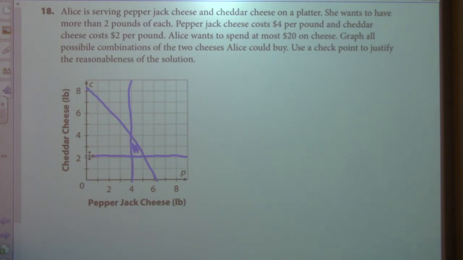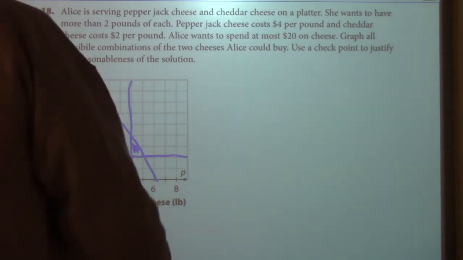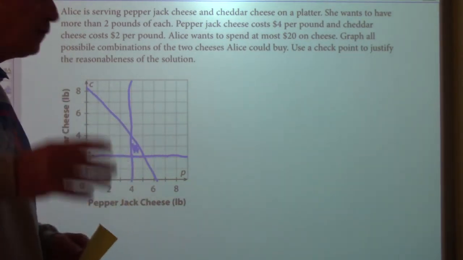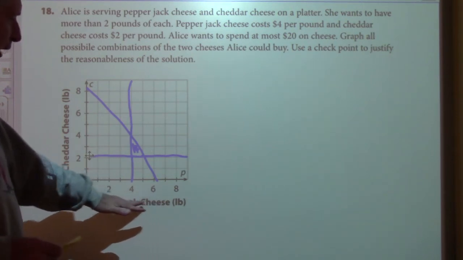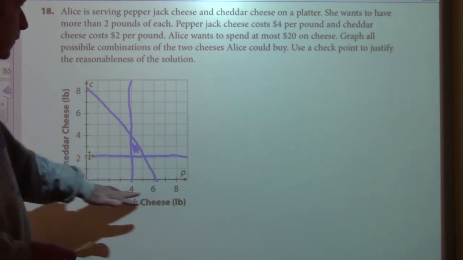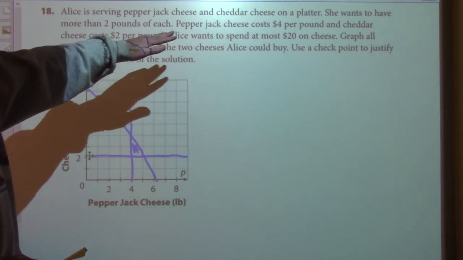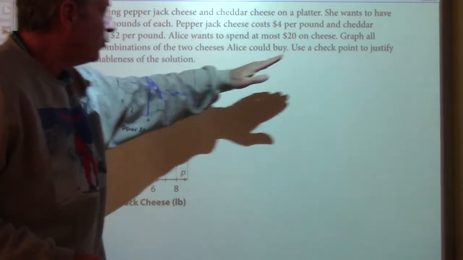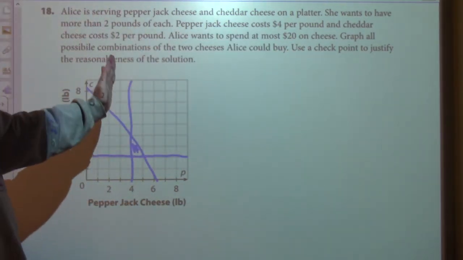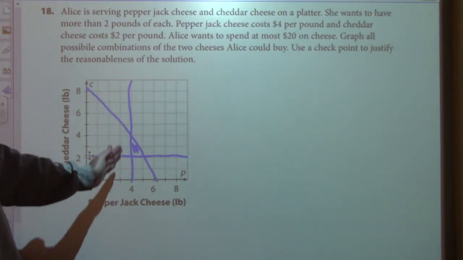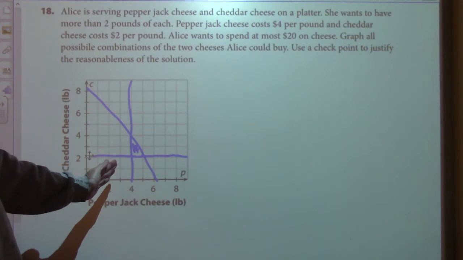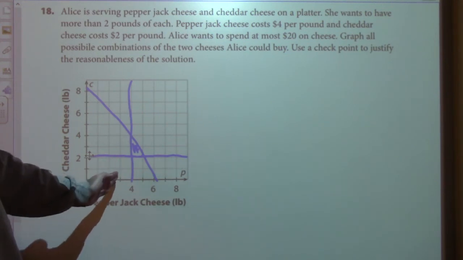And so let's go ahead and look at this. I really want you to take a look at this. Here's the pepper jack cheese axis. And it says pepper jack cheese costs $4 per pound. And so there it is at $4 per pound. And she wants to have more than 2 pounds of each.